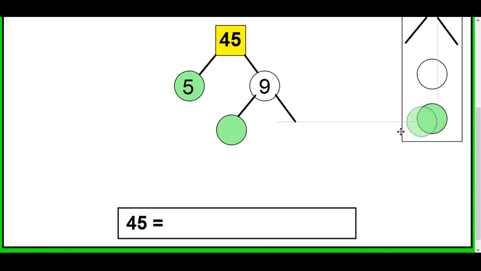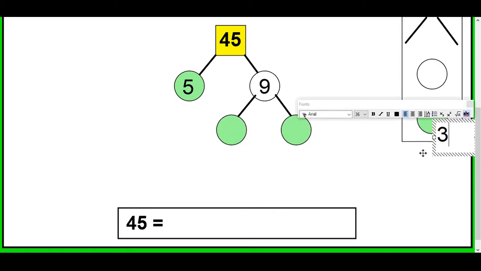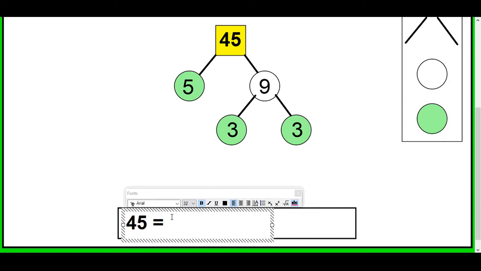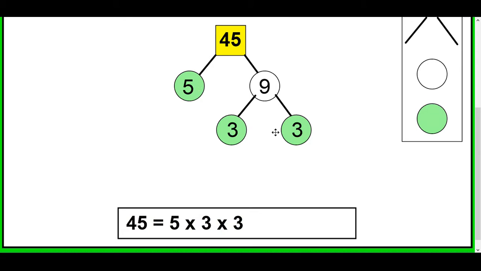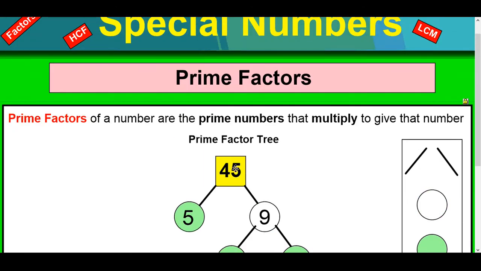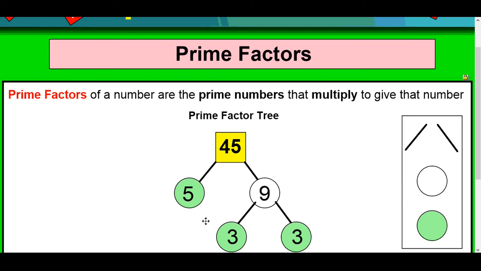Now they're prime numbers. So I'll put 3 in. And then I'll put 3 in here. Okay, so we're suggesting there that 45 is equal to 5 times 3 times 3. These prime numbers multiplied together make 45. Test it out. 5 times 3 is 15. 15 times 3 is 45. Or you could write it in a shortened way, 5 times 3 squared. Okay, so that's how to get any number into prime factors as a multiple of prime numbers.